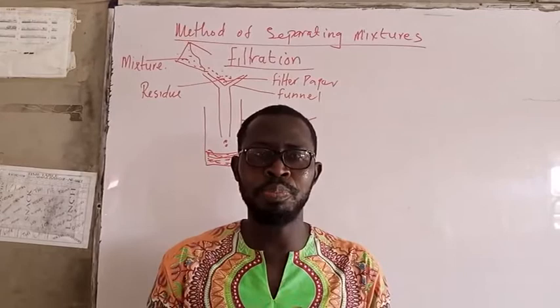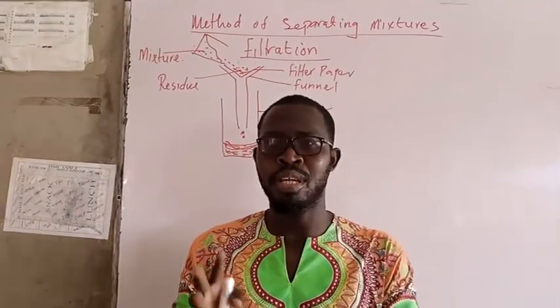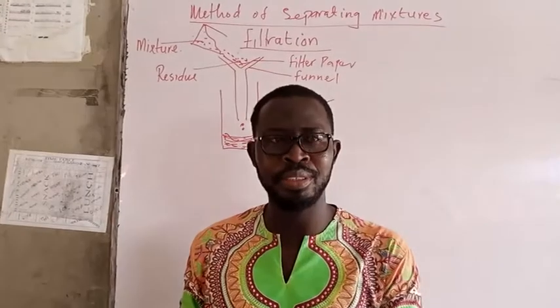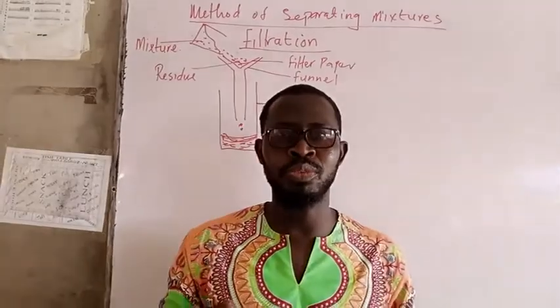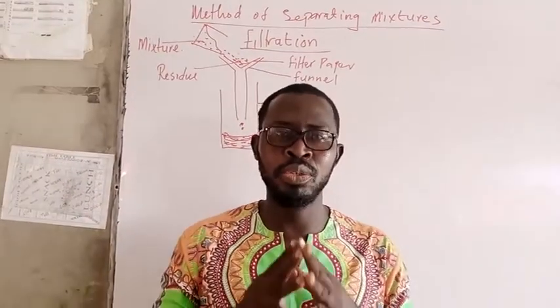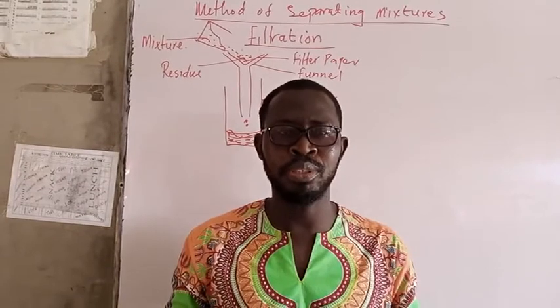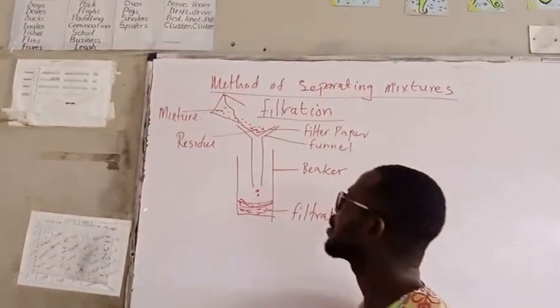Filtration is a method of separating mixtures that has an insoluble part and then solvent. For instance, when you have garri and water mixed together, you use filtration to separate. Now, how is it done? So you join me even as we discuss.